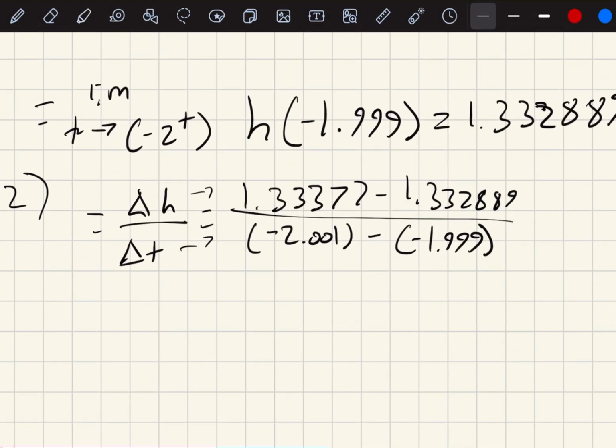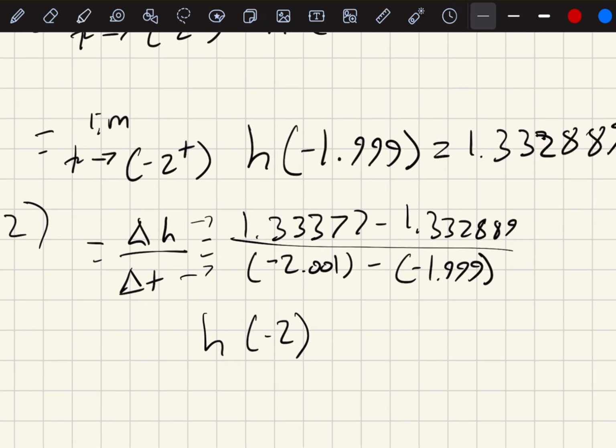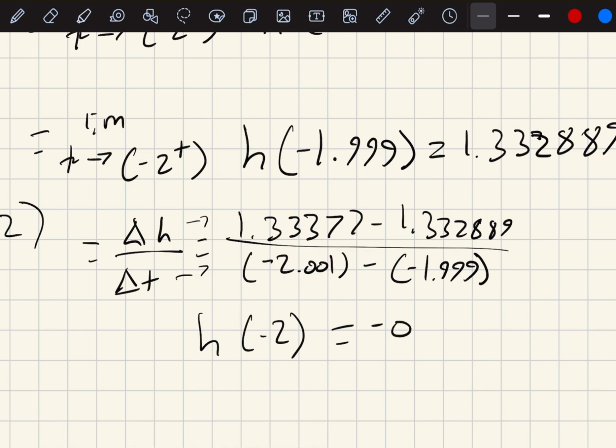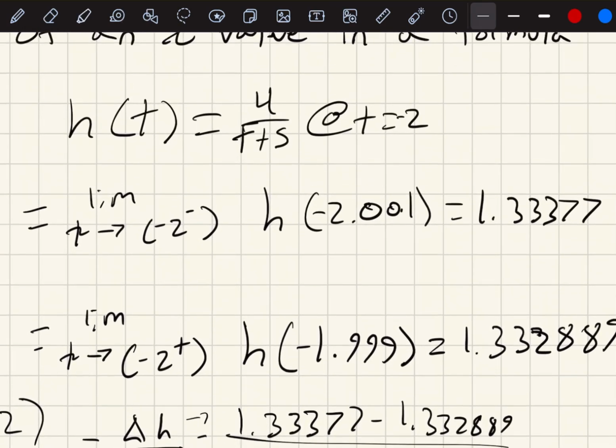Calculating this out, for putting this in at h of -2, you'll get -0.4405, and this will give us our final answer of our formula.